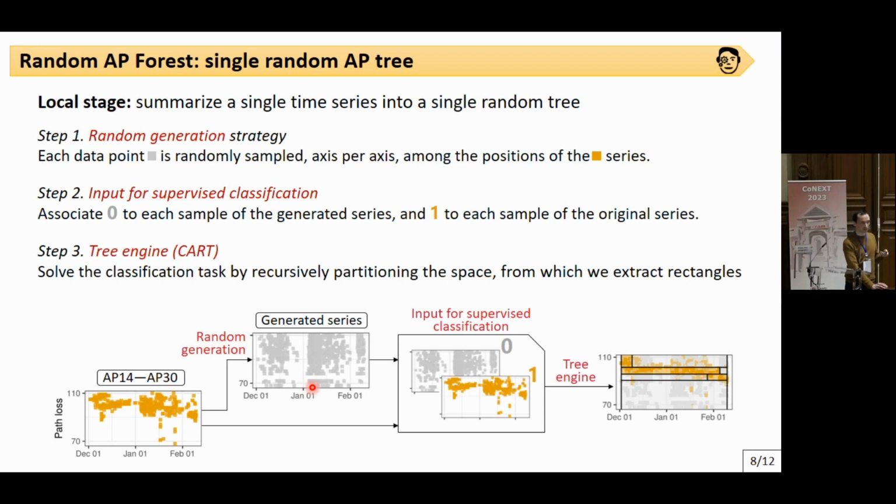And now we create a proxy supervised classification task by associating 0 to those elements, so to each sample which is here in gray, and we associate 1 to each sample which is here from the original series. So we put them together, and we put them into a classic tree engine.